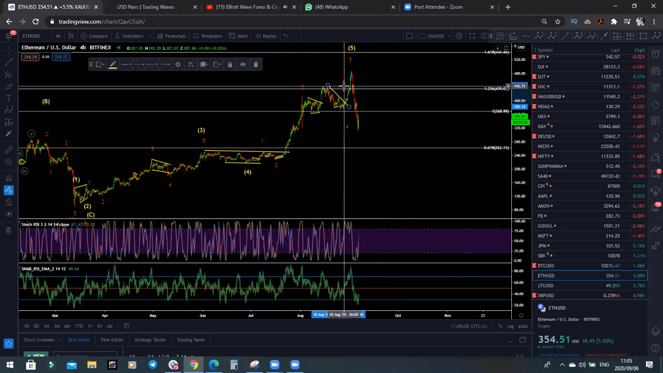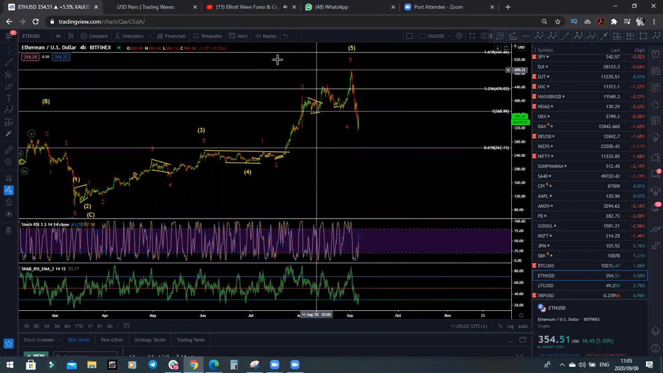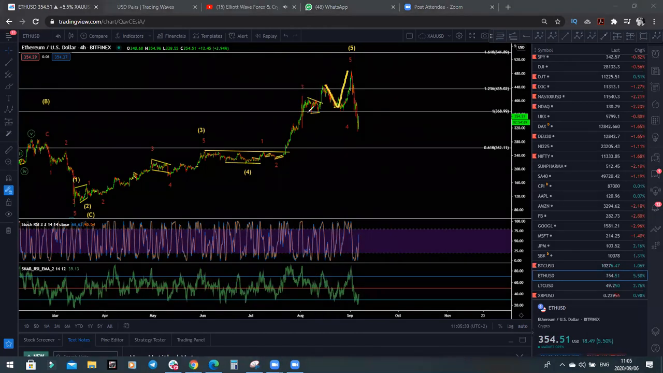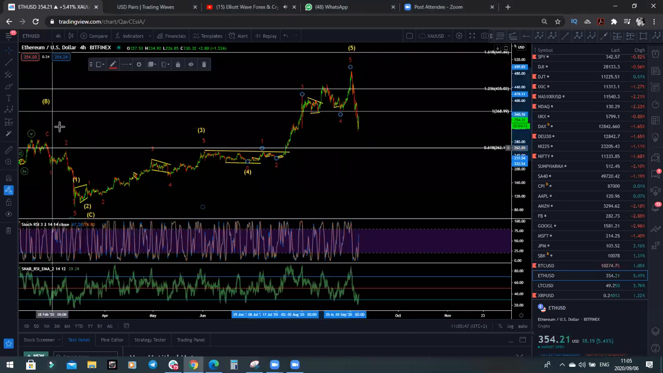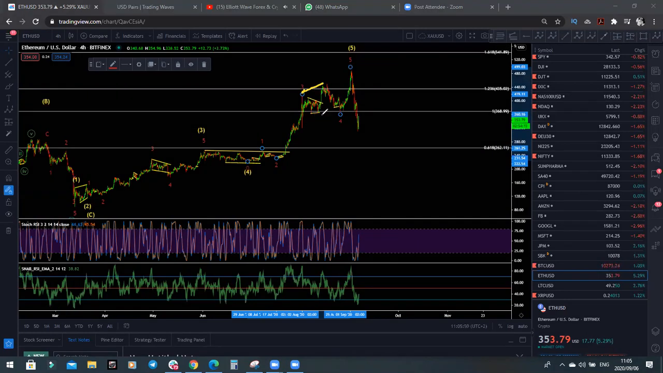We broke out of this structure, which we were thinking was going to make a 3 up, 3 down, 3, so 1, 2, 3 like that. We're looking for this one to make this move, but instead this wave 4 actually ended here, just like the one you see on Bitcoin. So we've got this as a wave 4 here.